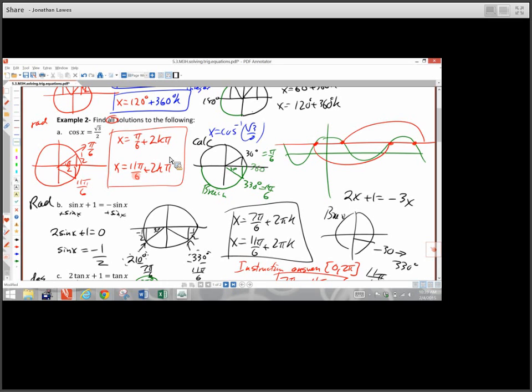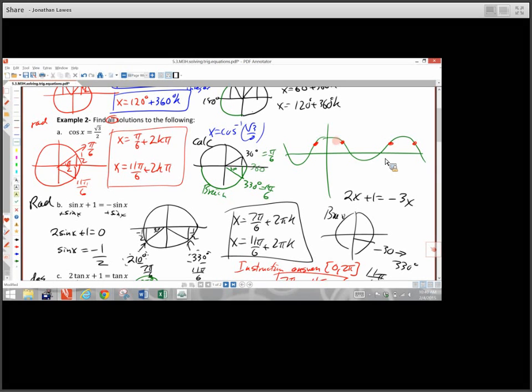Can anybody think of where I could put this line so that it doesn't intersect it in one period more than once? Bob's hand is up again. Anybody else? Where could I put a line so it doesn't intersect twice between 0 and 360, between 0 and 2 pi? Autumn Rose? The vertex, the very top, right?